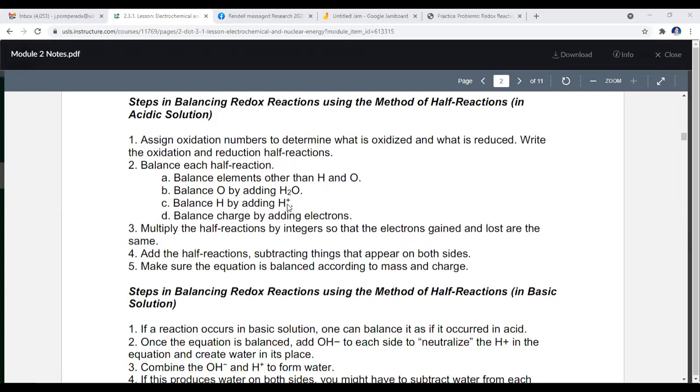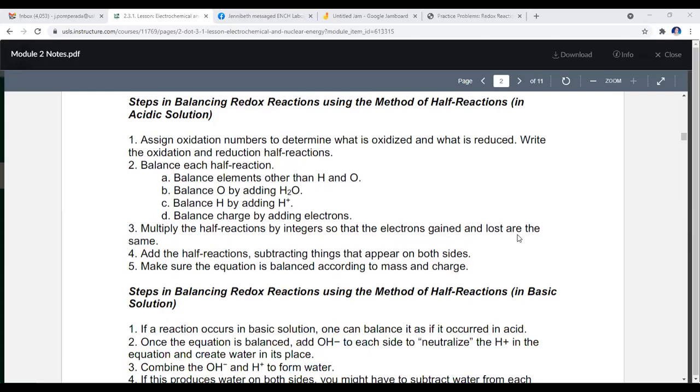Now, multiply the half reactions by integers. So if you have done step two already, you multiply the half reactions by integers so that the electrons gained by one reaction are the same as those lost in the other.